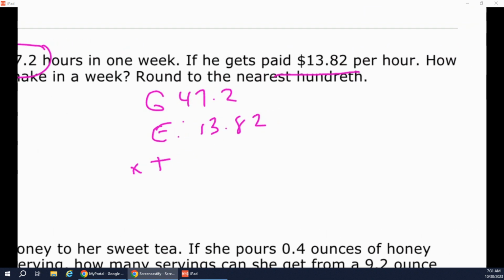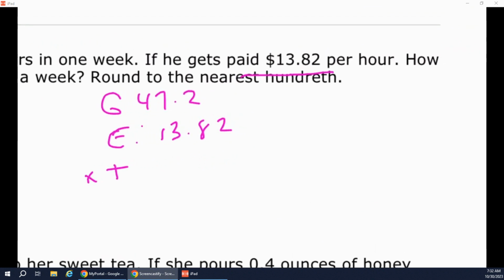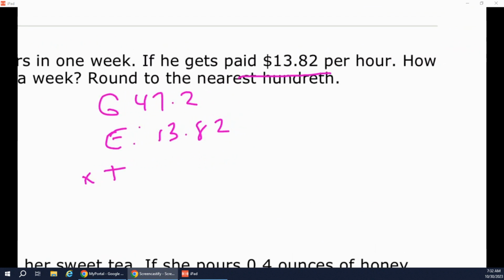Now remember, when we set up our problem to multiply between the two numbers, we don't look at where our decimal place is. We don't look at place value. We just look at the number of digits. We want the value with the greatest number of digits to be first. So that's the $13.82, and we're going to put the 47.2 underneath and multiply that out. Notice I did not line up my decimals at all, and we're going to ignore the decimals until after I do my multiplication.